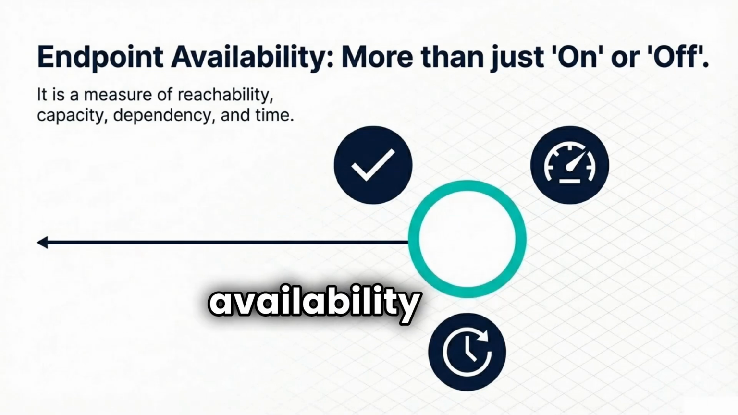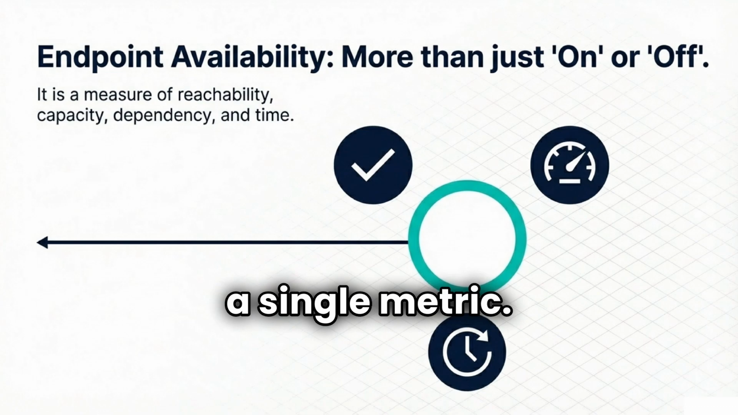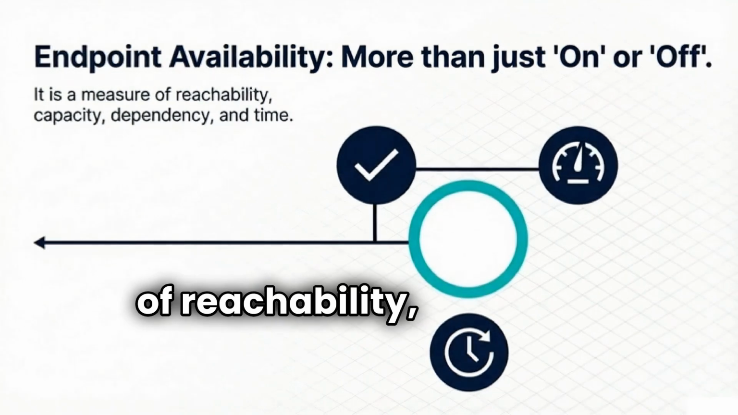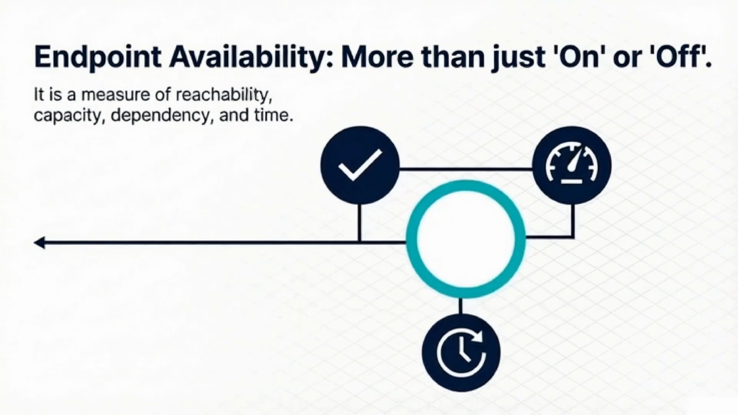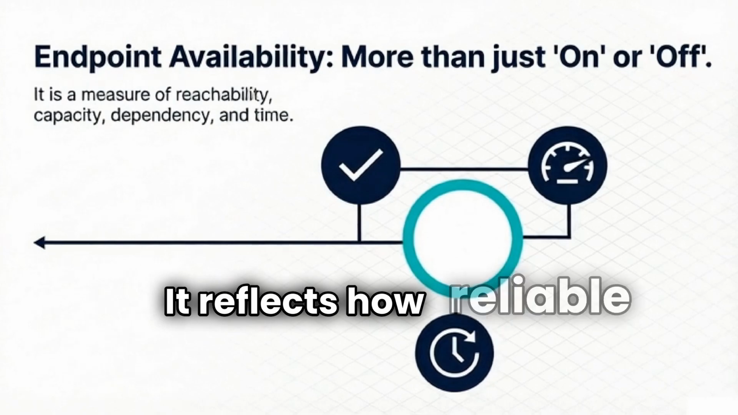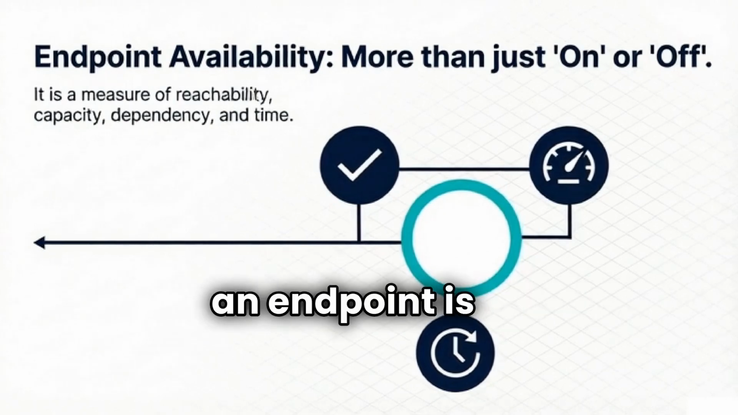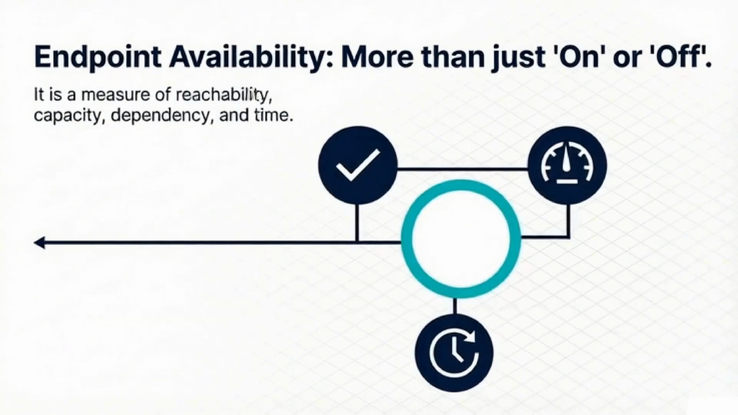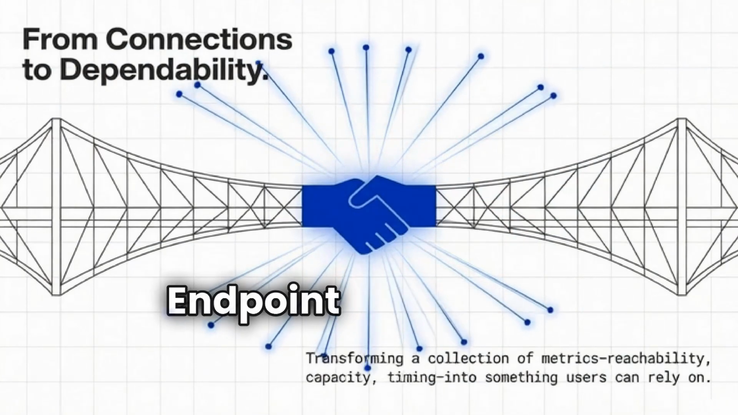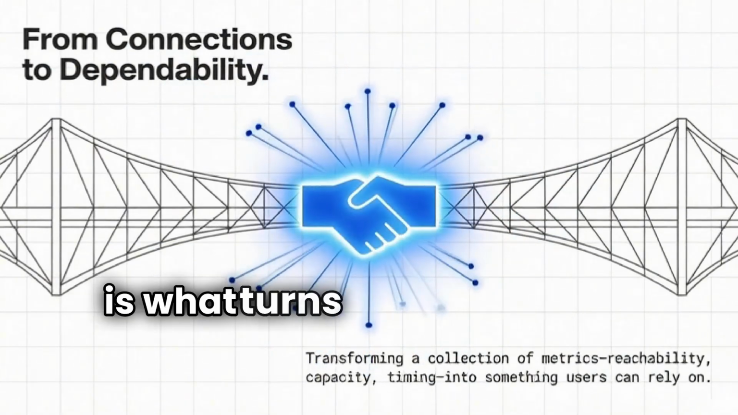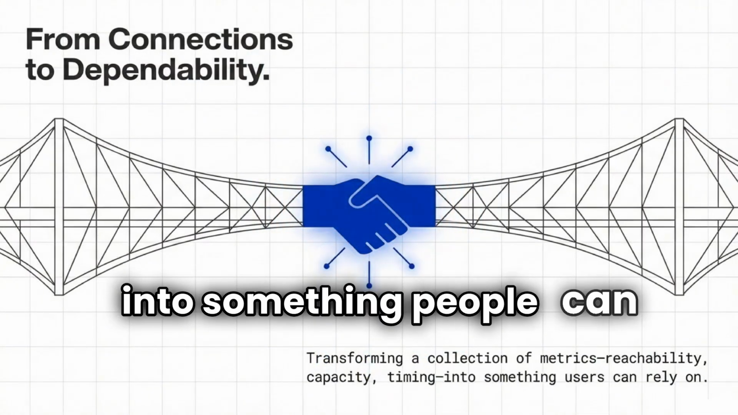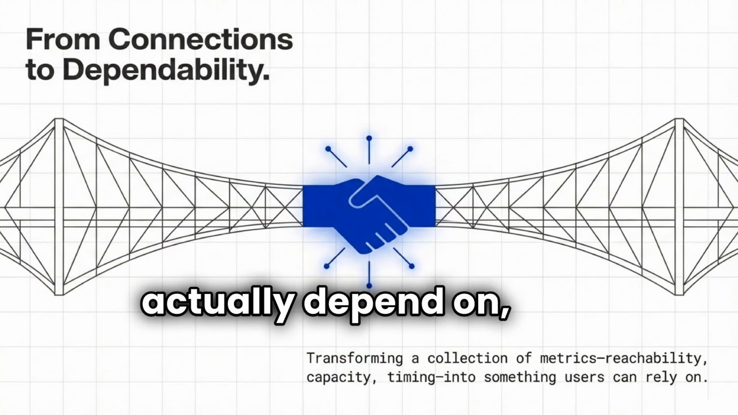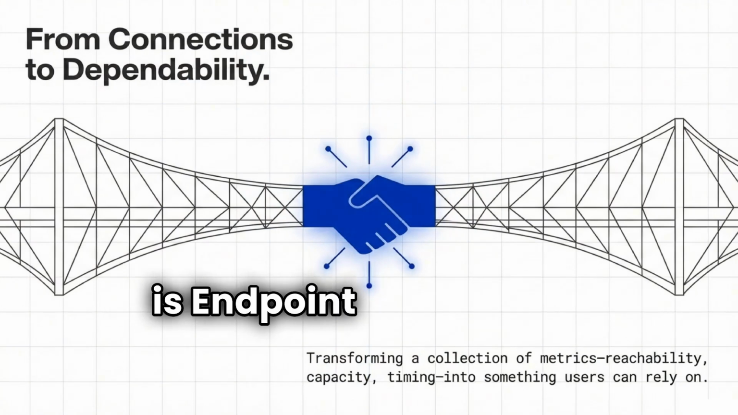Endpoint availability is not a single metric. It is the result of reachability, capacity, dependencies, timing, and design. It reflects how reliable an endpoint is as a participant in the network. And in the end, endpoint availability is what turns a network from a collection of connections into something people can actually depend on. That is endpoint availability.